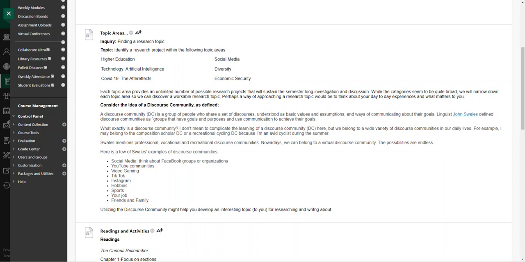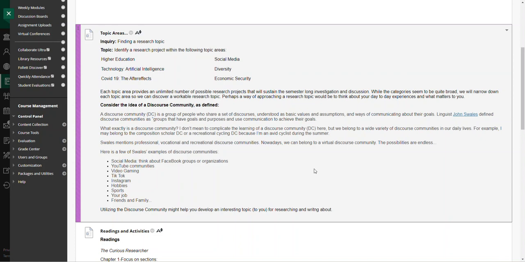Chapter 1 is all about finding a topic, determining what you want to research and write about. I offer some areas here that you can see in the Blackboard assignment. Higher education is always something that everybody has an interest in, or technology. Artificial intelligence is currently an issue that interests everybody. If you still have some ideas about COVID-19, I'm looking at the after effects to research and write about, how people's behaviors have changed because of the pandemic. Social media and diversity are current topics in the world. And also there's the ever-present economic security.